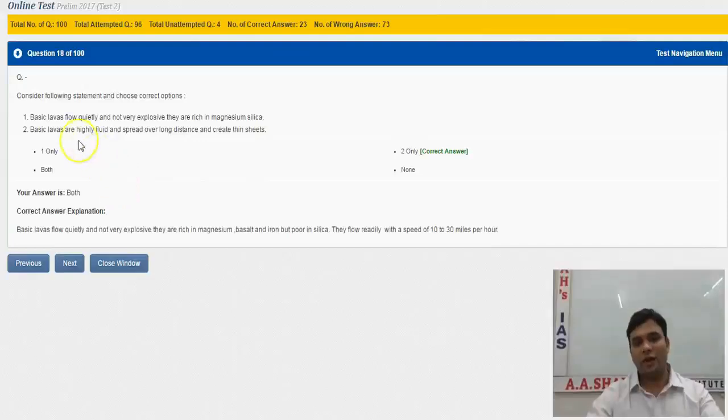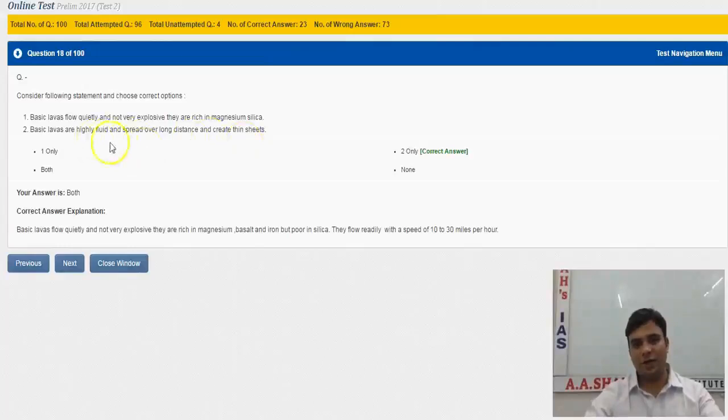So what are we trying to check here? As examiners, we are trying to check whether you have basic information regarding basic lavas or not. We are not trying to check whether you know their iron content, magnesium content or silica content. All we want to see is whether you know the basic concepts or not. But to make sure that we introduce some trickiness, we try to baffle students by introducing such complex sounding statements.